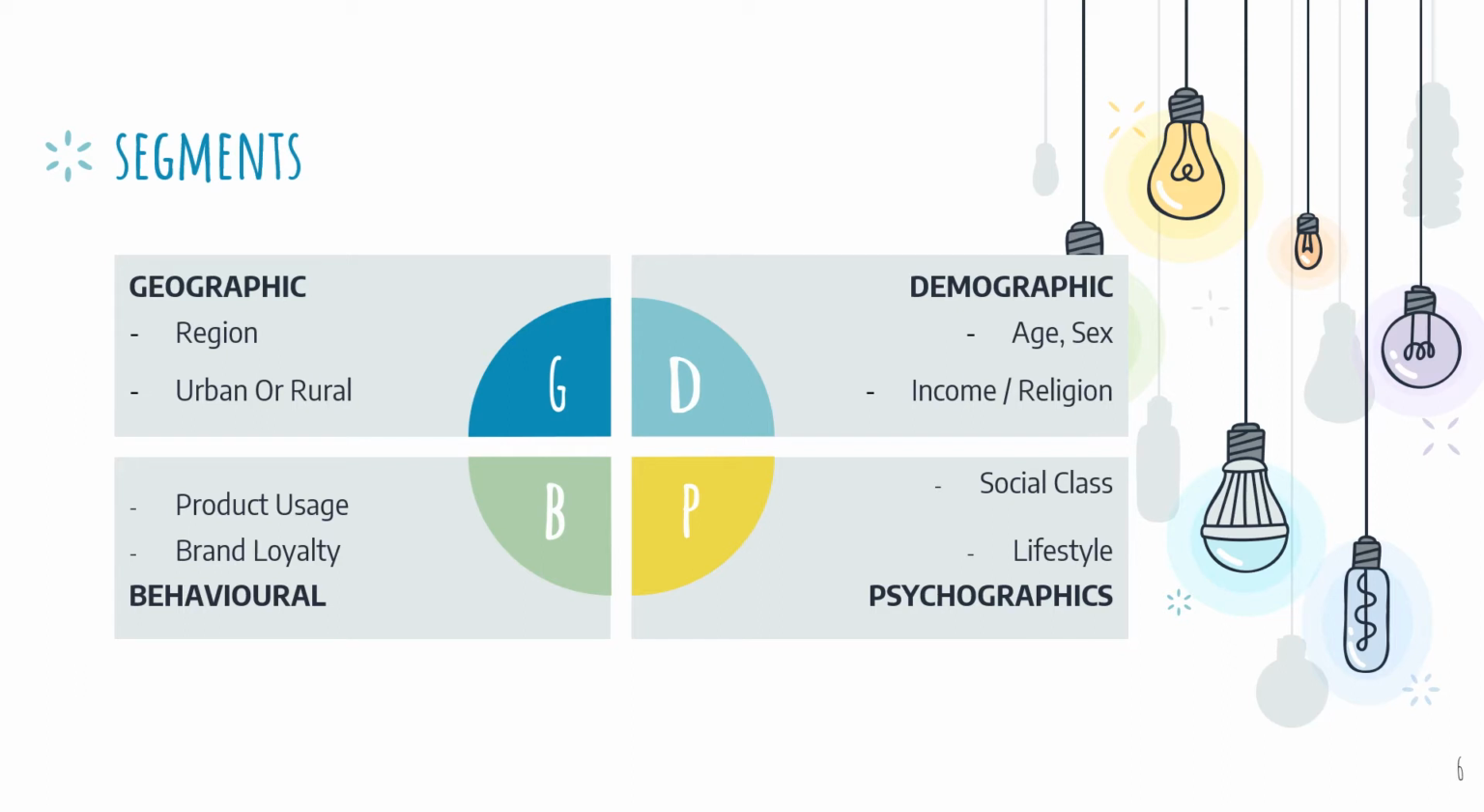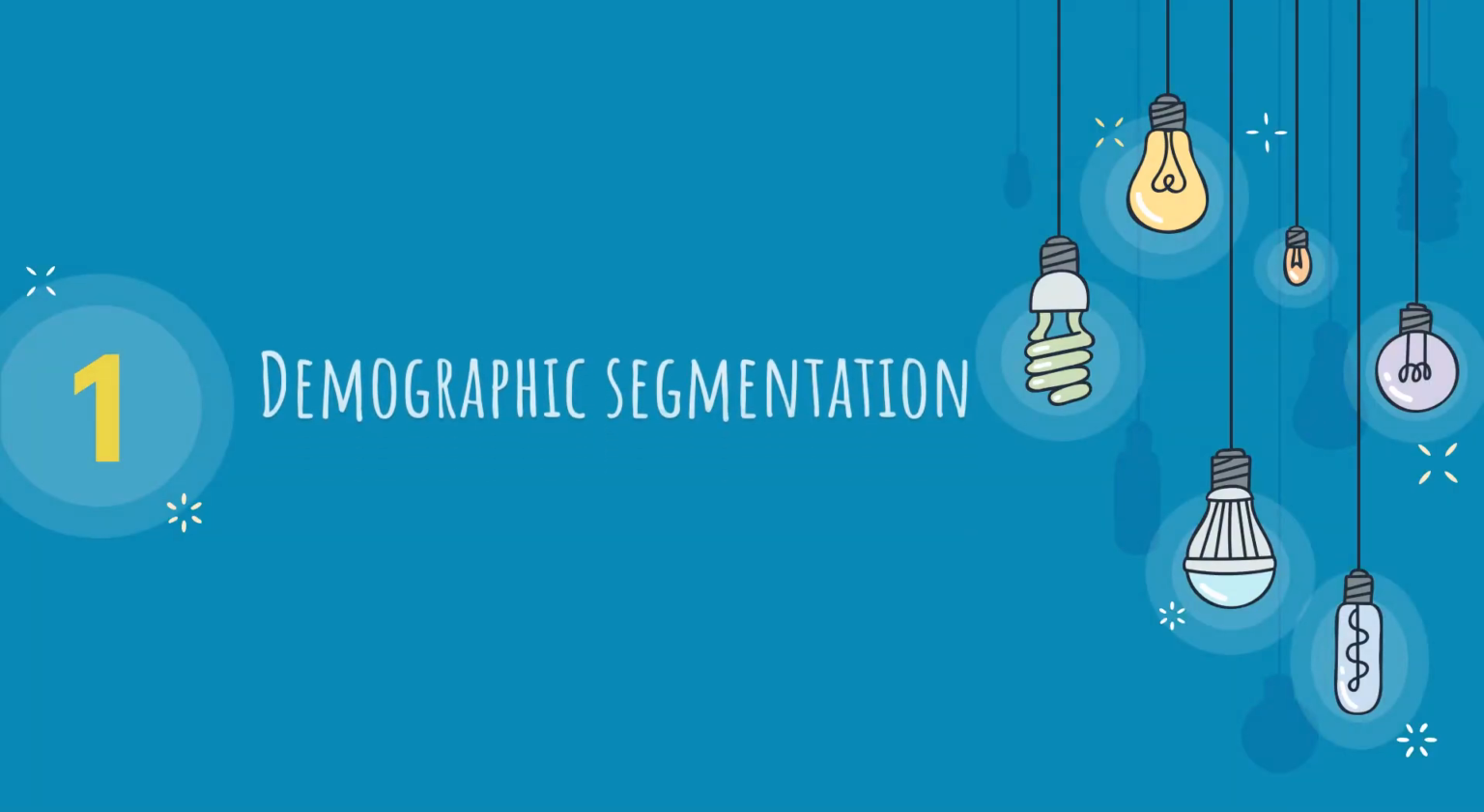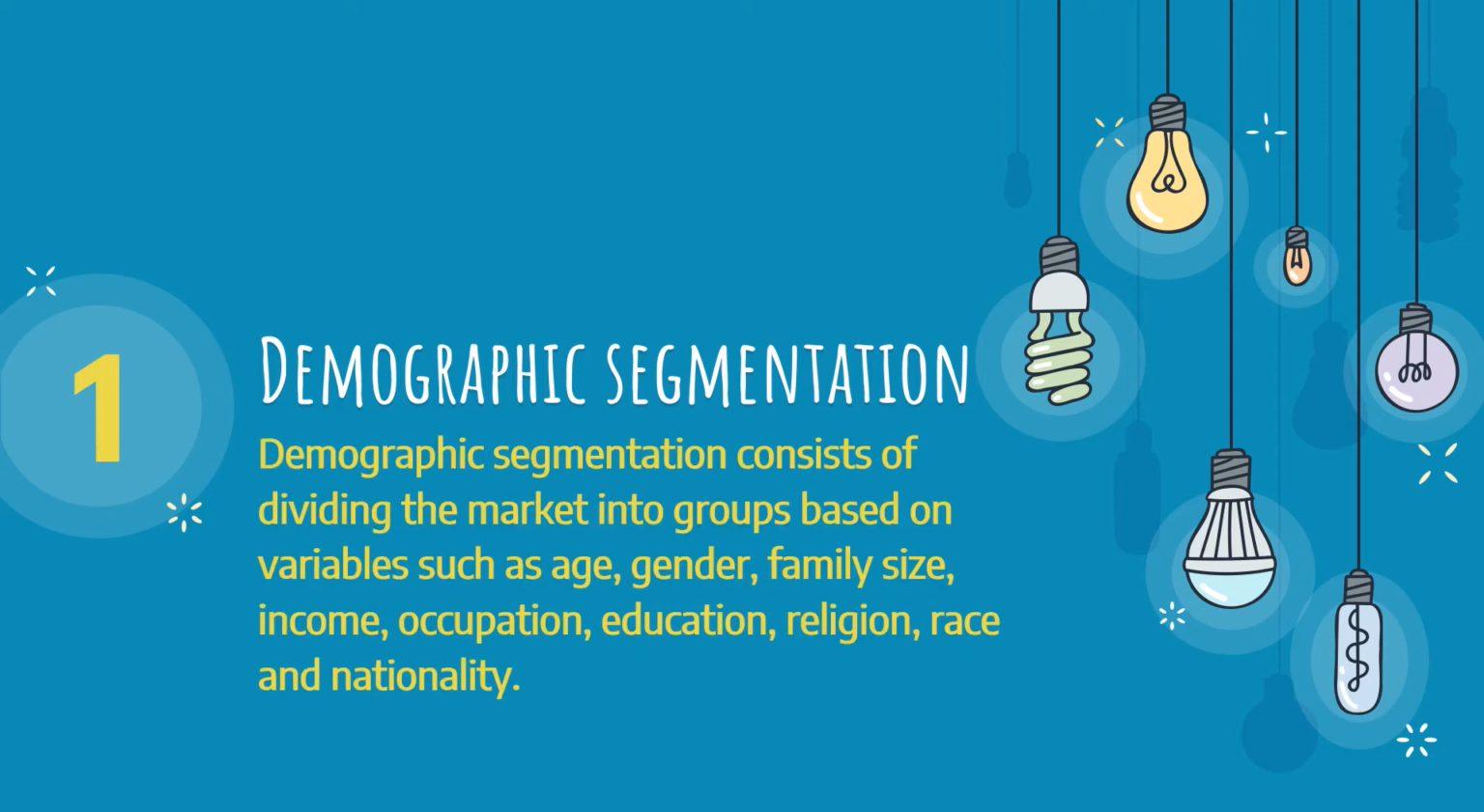Now let's look at each of these in detail. Starting with the first one, demographic segmentation. Demographic segmentation consists of dividing the market into groups based on variables such as age, gender, family size, income, occupation, education, religion, race, and nationality. Let's briefly understand each of these parameters.